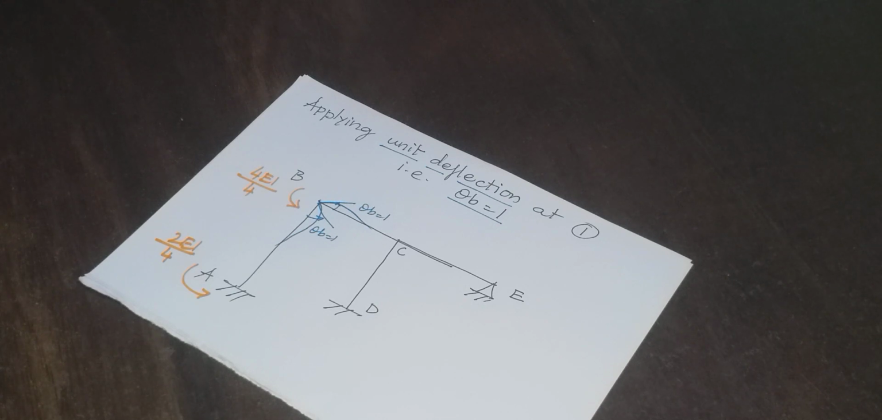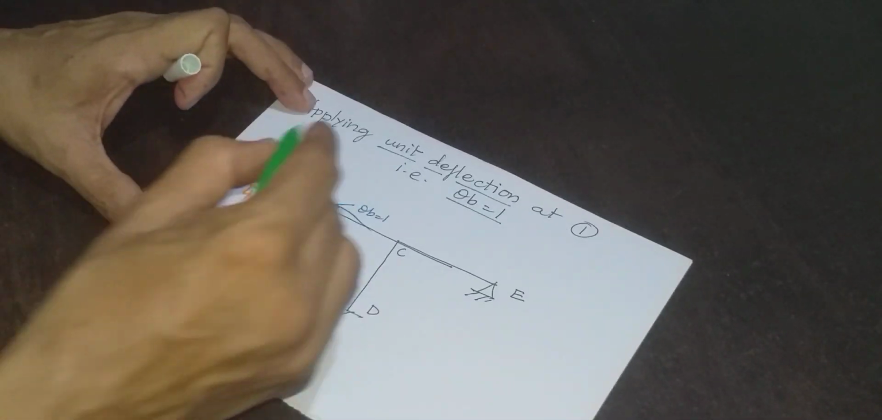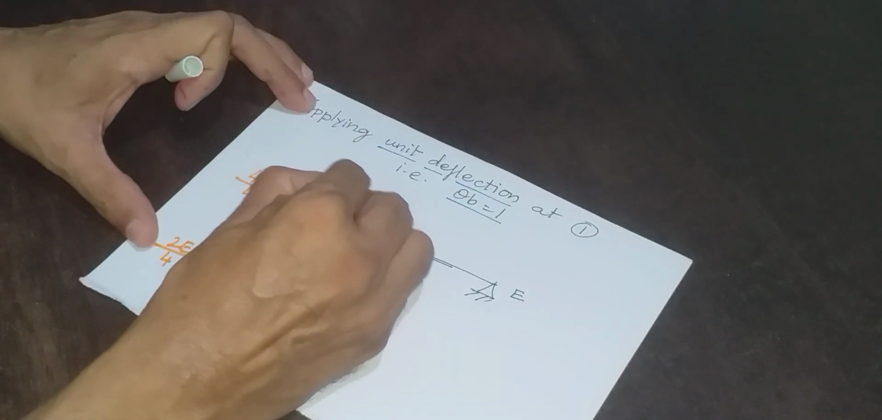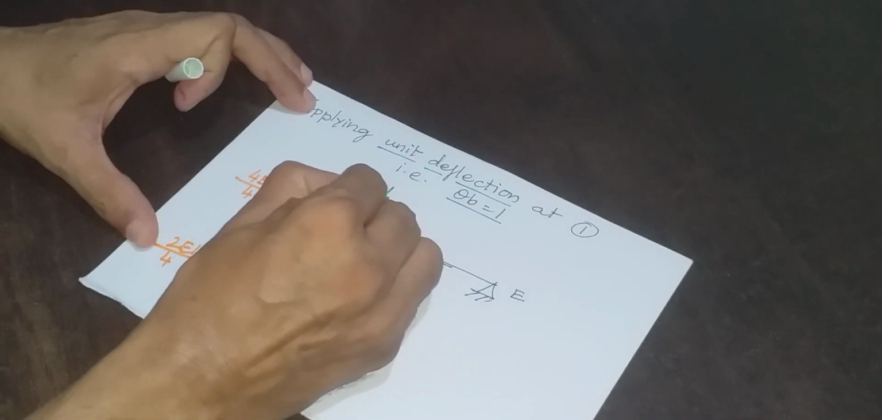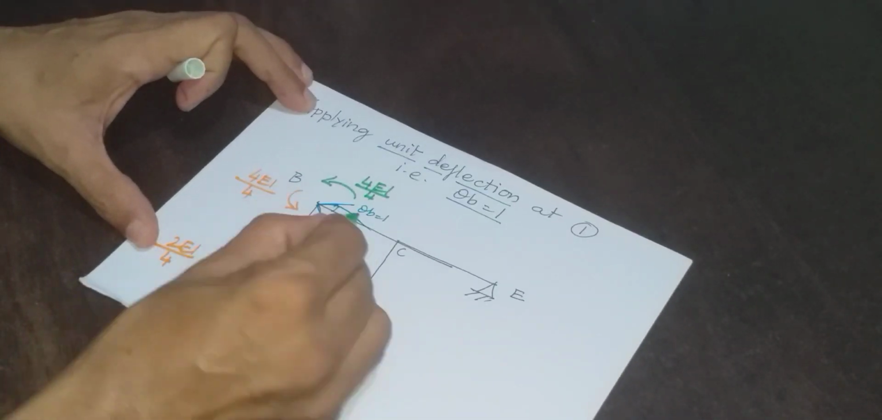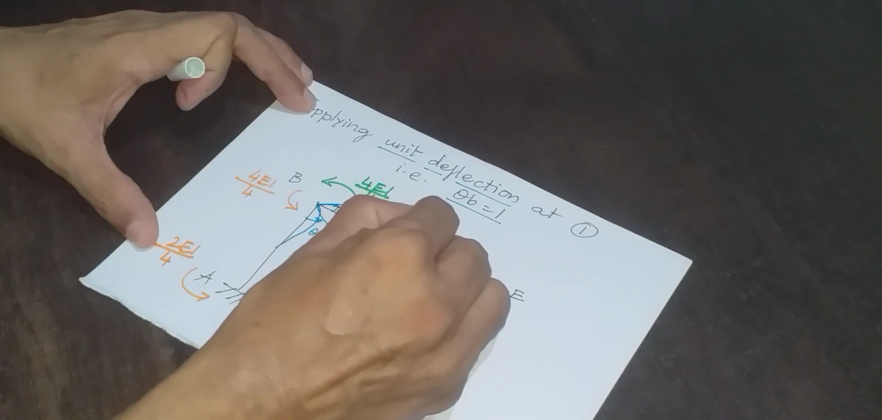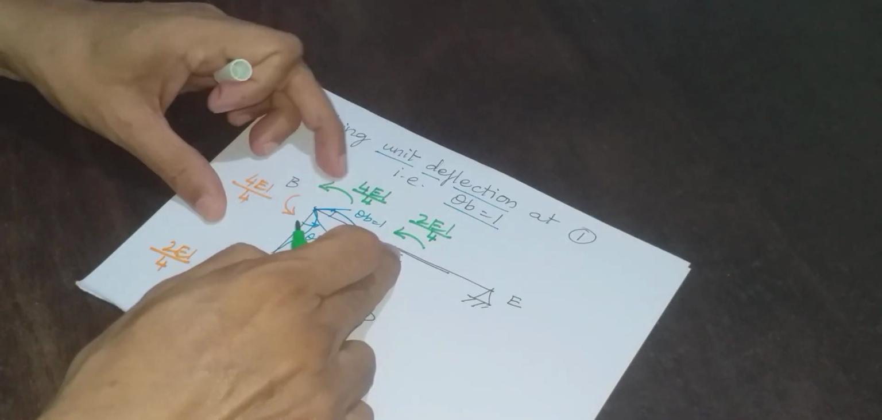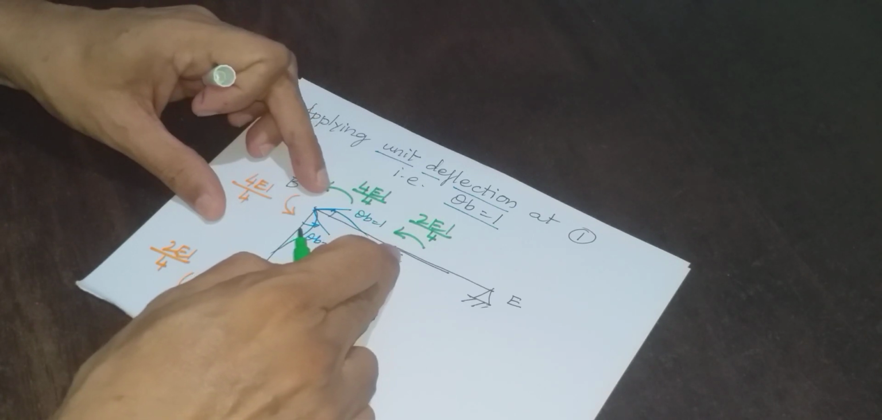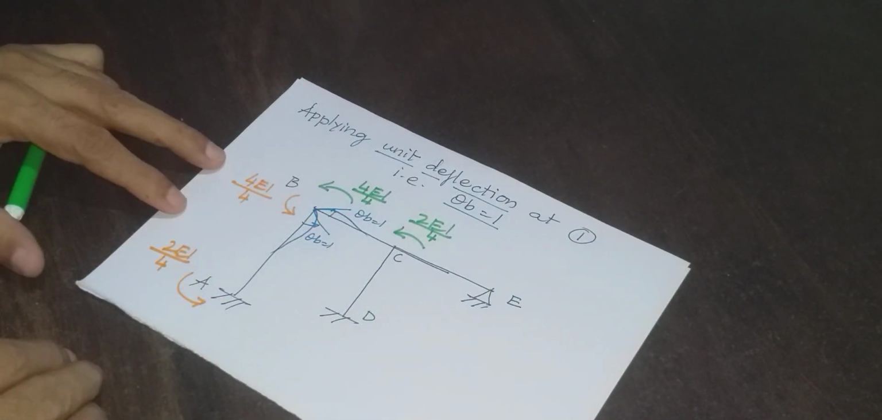Now, what are the moments generated due to theta B equal to 1 in the portion BC? Again, an anti-clockwise moment of 4 EI upon L. The length of BC is 4, so 4 EI by 4 at B, and at C it is 2 EI by 4. Again, there will be a set of reactions, but I am not going to consider those reactions because there is no coordinate corresponding to them.